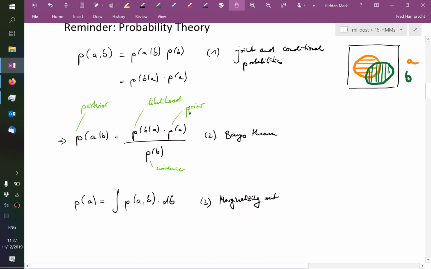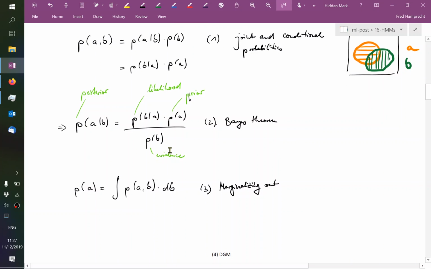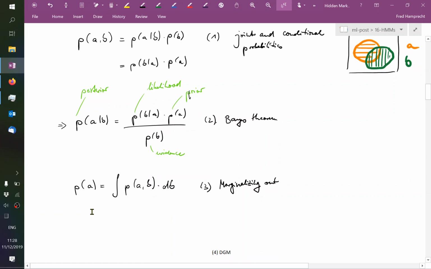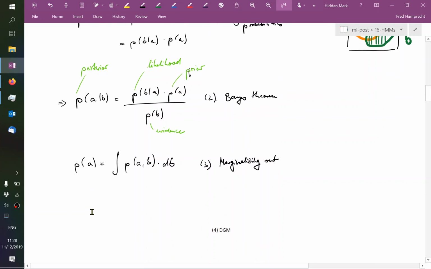All right, so the first one is the joint probability of A and B can be written as probability of A given B times probability of B, or vice versa. The second one was Bayes' theorem. Probability of A given B is the same as B given A times A divided by probability of B. And we've used in variable elimination this marginalizing out of variables that we were not interested in.